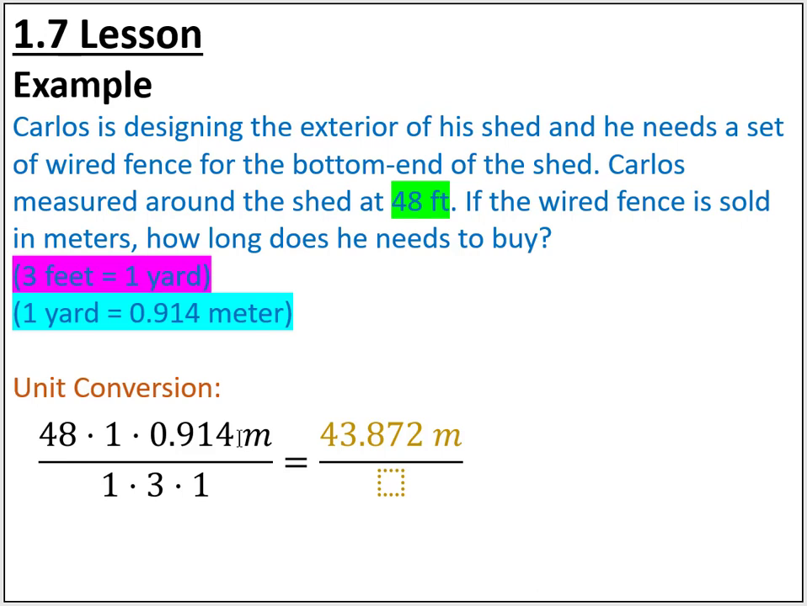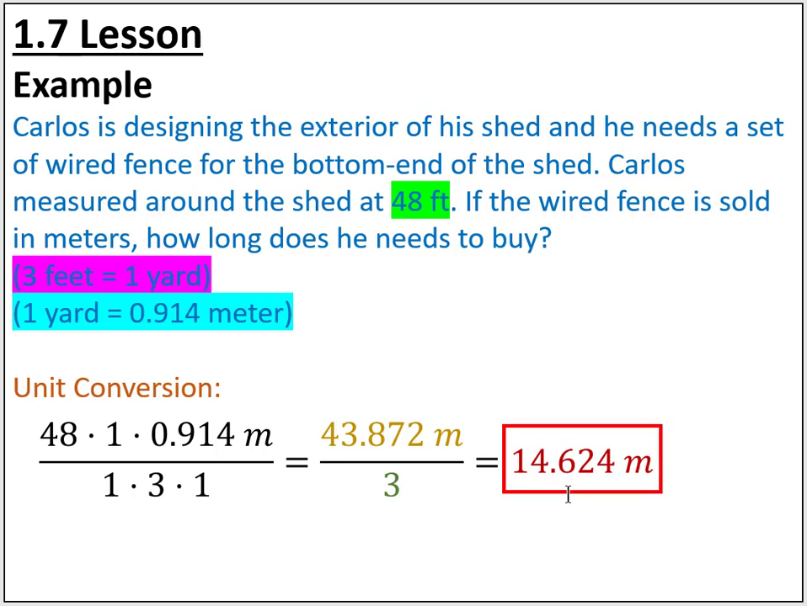When we multiply, that will be 43.872 meters. Then in the denominator, I'm just going to simply do 1 times 3 times 1, which will be 3. Then I'm just going to simply divide 43.872 meters by 3. When I divide by 3, I'm going to get 14.624 meters. So I repeat, when I divide 43.872 meters by 3, I'm going to end up with 14.624 meters. And that's going to be our final answer.